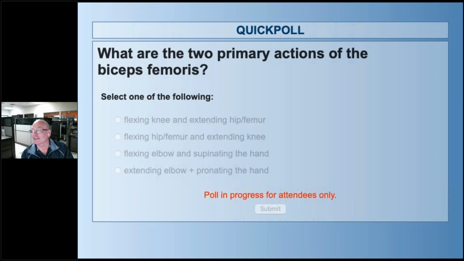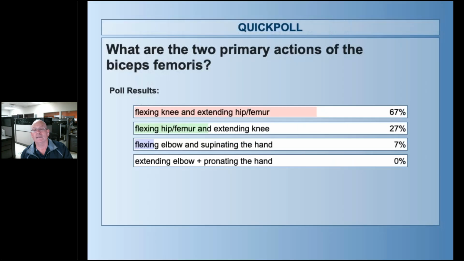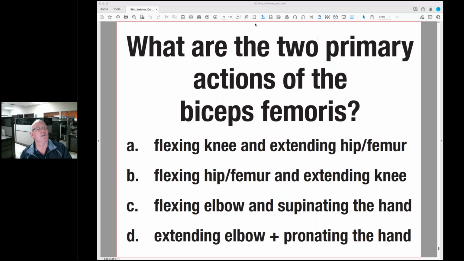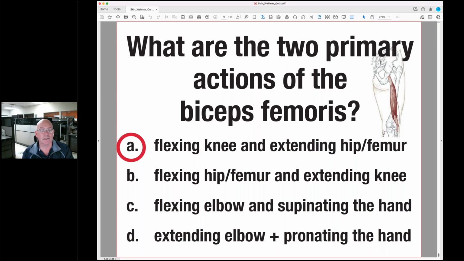okay, go ahead. I'm going to close the poll. And 2/3 said flexing knee and extending hip femur, which is the correct answer. Okay, extending the hip and flexion of the knee.